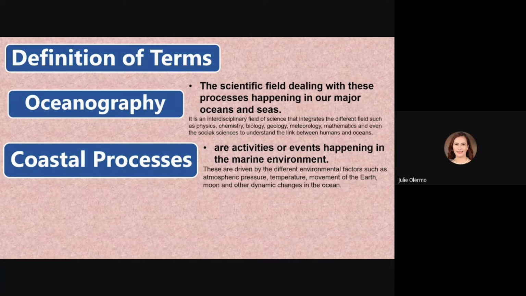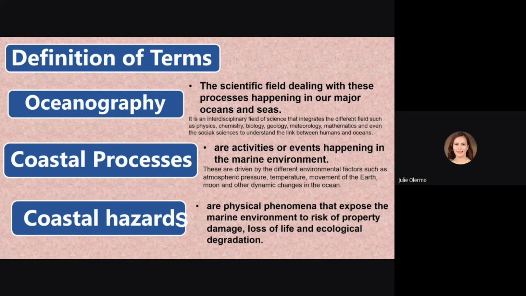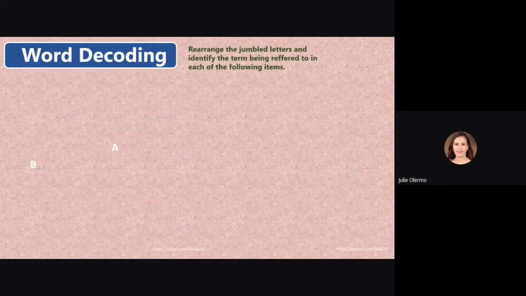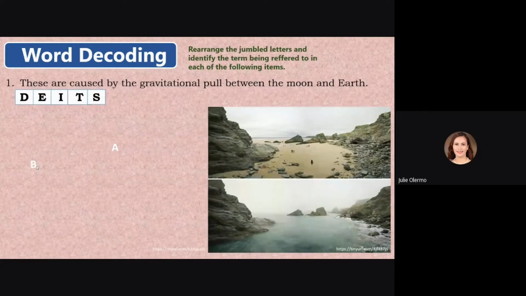Processes are a series of actions or procedures that take place along the sea and nearby land area. The coastal processes will be explained further later on. As an archipelago located in the tropics, the Philippines is particularly susceptible to coastal hazards. Coastal hazards are physical phenomena that expose the marine environment to risk of property damage, loss of life, and ecological degradation. Now let us talk about the different coastal processes in detail.